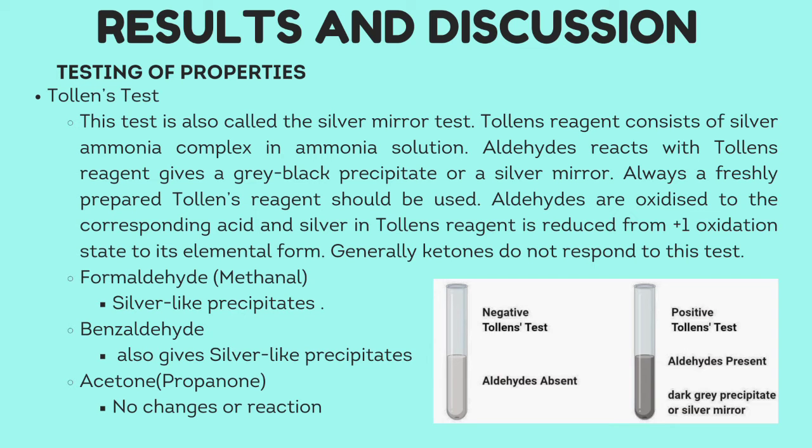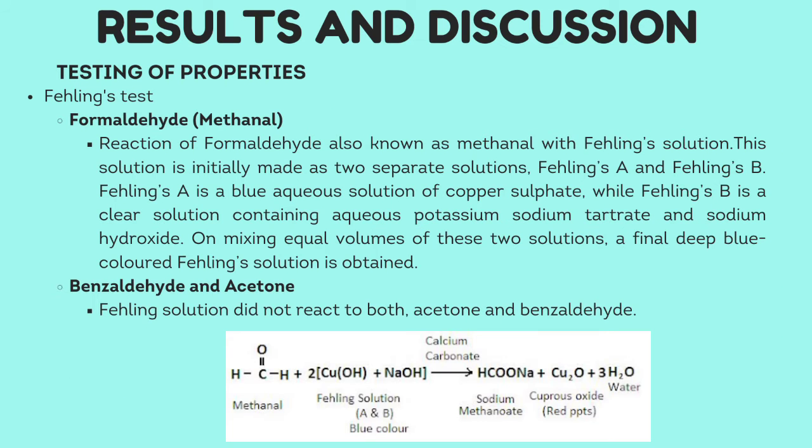For the results, formaldehyde or methanal gives silver-like precipitates, and benzaldehyde also gives silver-like precipitates, and acetone or propanone shows no change or reaction. Okay, next is the Fehling's test.